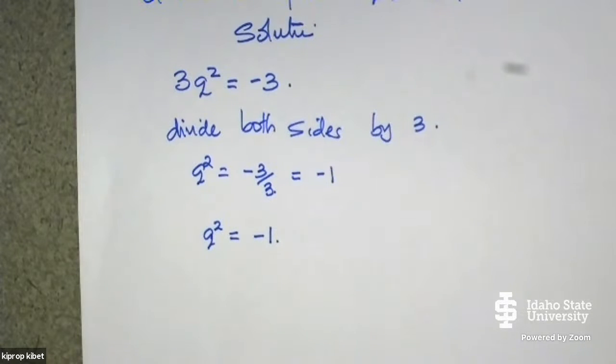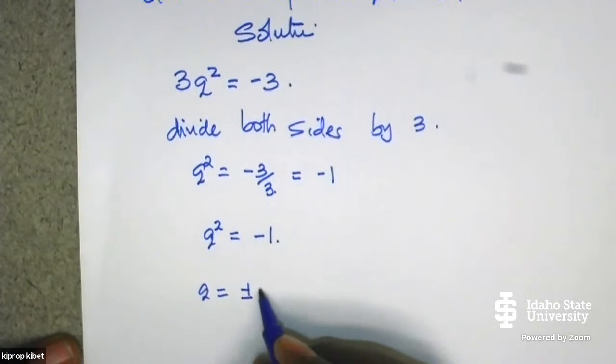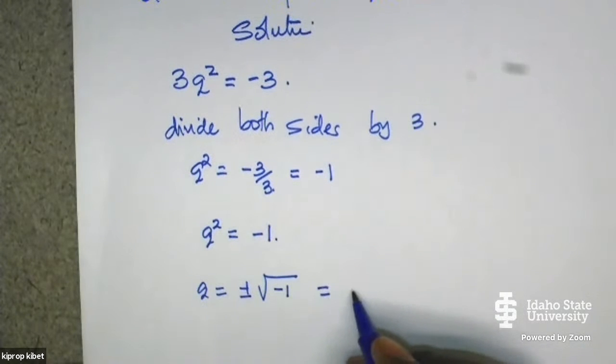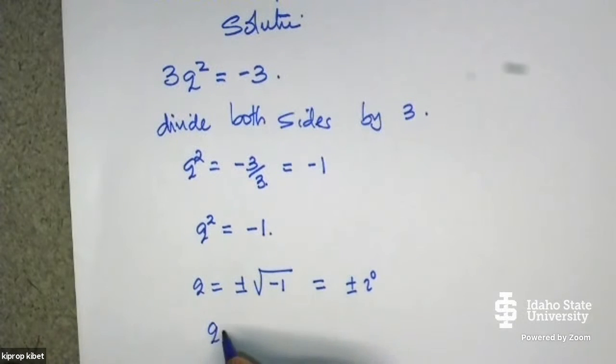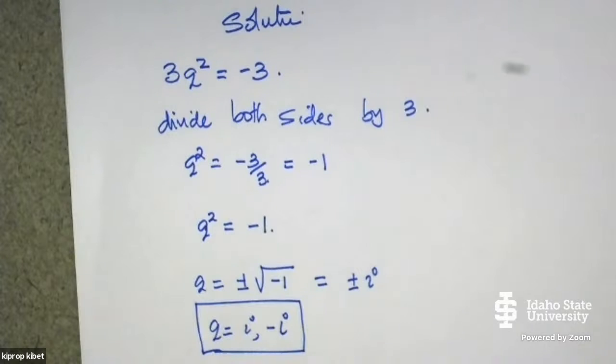Now, using the square root property, our q is equal to plus or minus the square root of negative 1. So what did we say about the square root of negative 1? This is equal to plus or minus i. So then our q is equal to i or minus i. Are we together?